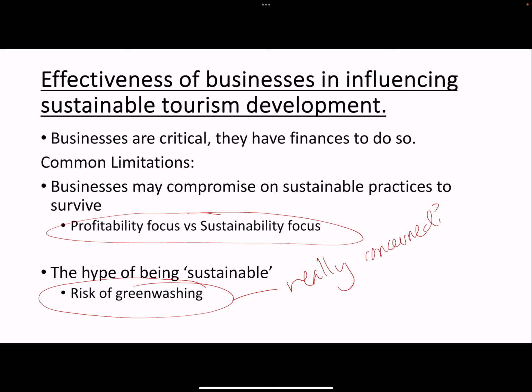Okay, why do you need to greenwash? Once again, because money talks, right? This is where the hype is. This is where the bandwagon is. So this is where they want to be too.